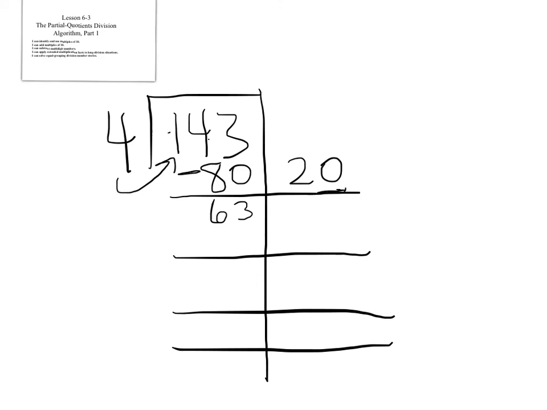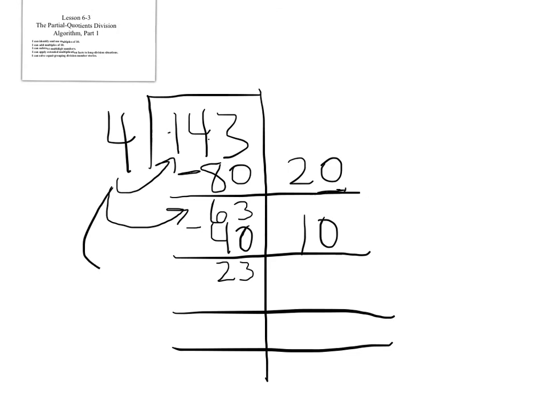Now we have to wonder how many times 4 can go into 63, because that's my new dividend. So 4 times 10 is 40, so let's go 10. 4 times 10 is 40. So now I would subtract the 40 from the 63, give me 3, and give me a 2. So now I have 23.